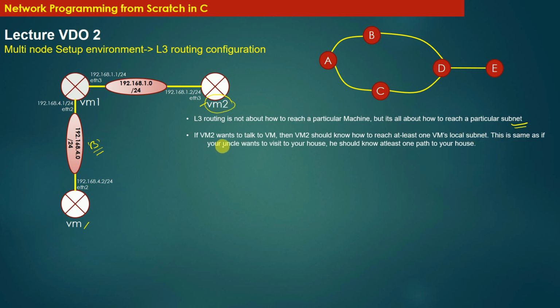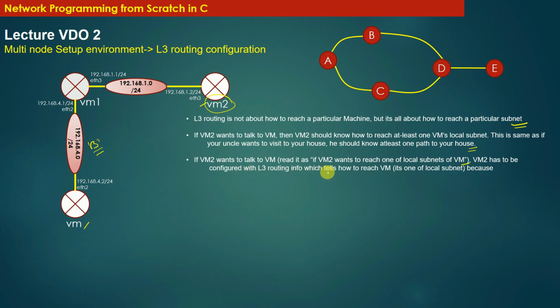This is the same as if your uncle wants to visit your house. He should know at least one path to your house, right? So if VM2 wants to talk to VM, you should read it as if VM2 wants to reach one of the local subnets of VM. Then VM2 has to be configured with L3 routing info, which tells VM2 how to reach VM. That is, one of its local subnets, because VM and VM2 are in different subnets, right? So we need to configure the VM2 machine with the L3 routing information, which will tell VM2 that whenever it receives a packet destined for router VM, it knows where to forward the packet.